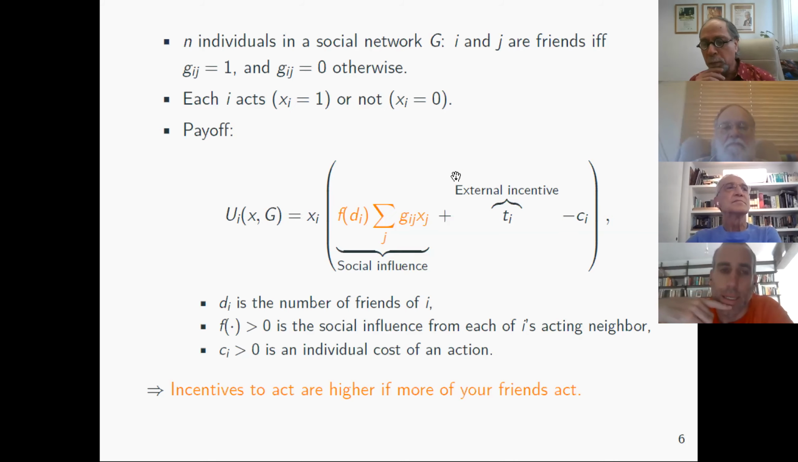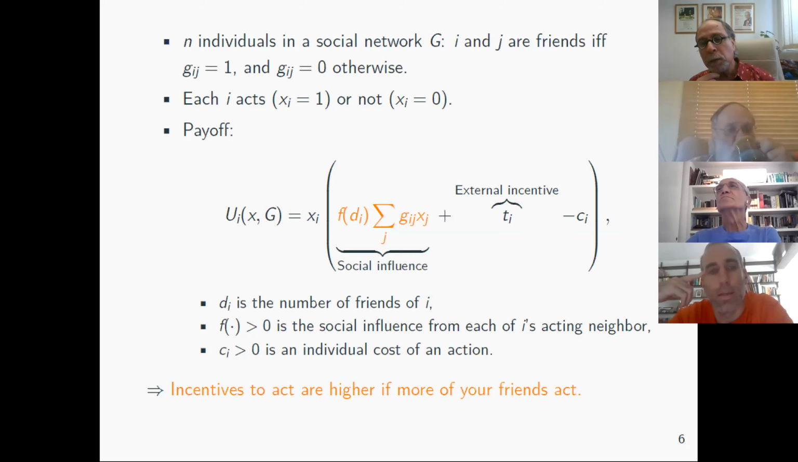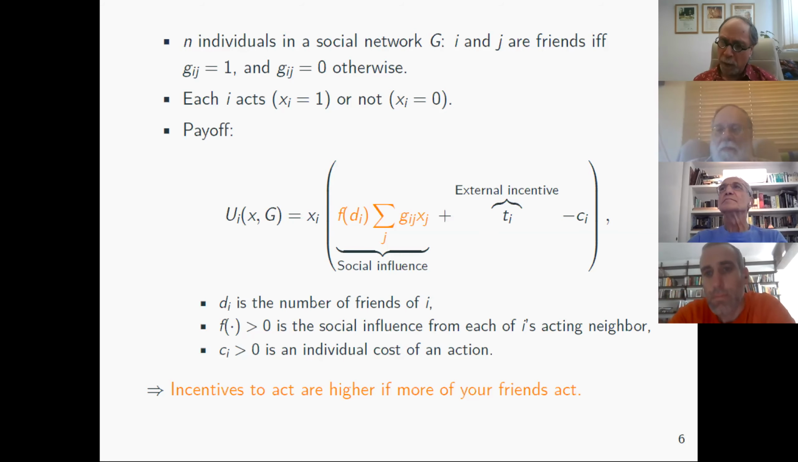TI, the external incentive, can it also depend on the number of friends you have? Yes, of course, it will. But it's not going to depend on what other people are doing. So I'm contracting directly with you. I'm saying if you do the action, you're going to get TI from me.